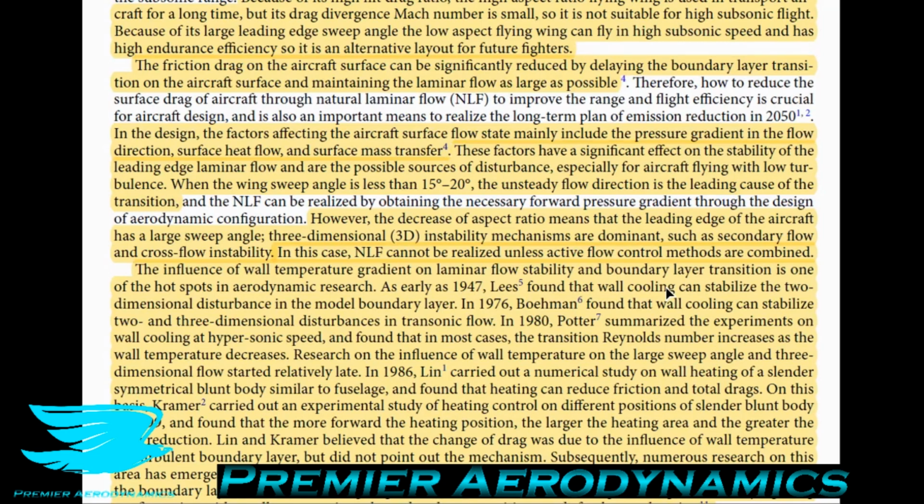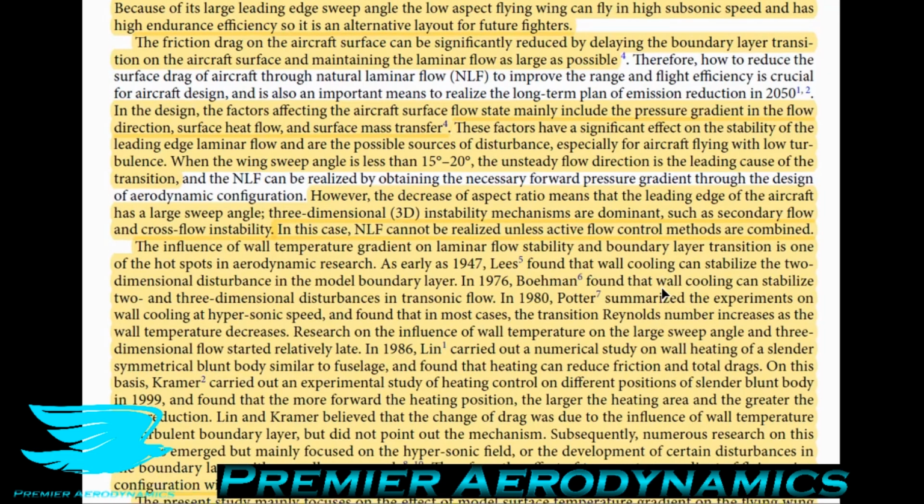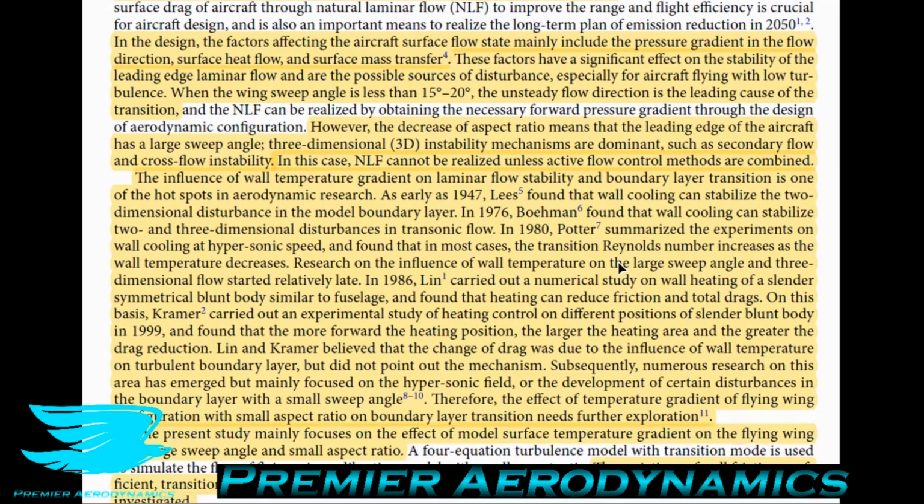So in this case, the natural laminar flow cannot be realized unless active flow control methods are combined. So in other words, let's heat the wall, which they're going to look into in this paper. The influence of the wall temperature gradient on laminar flow stability and boundary layer transition is one of the hotspots in aerodynamic research.